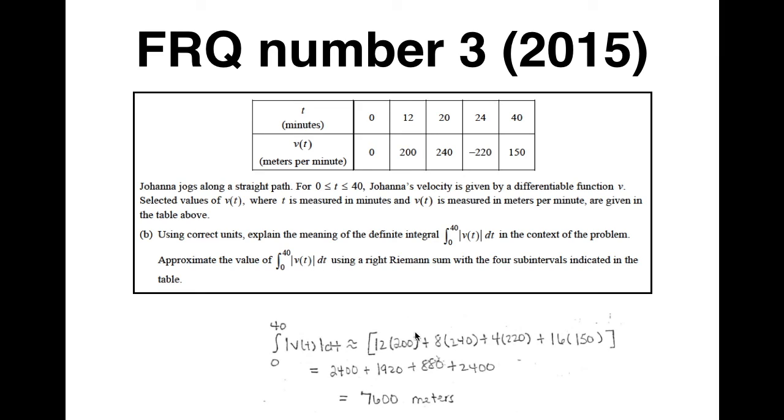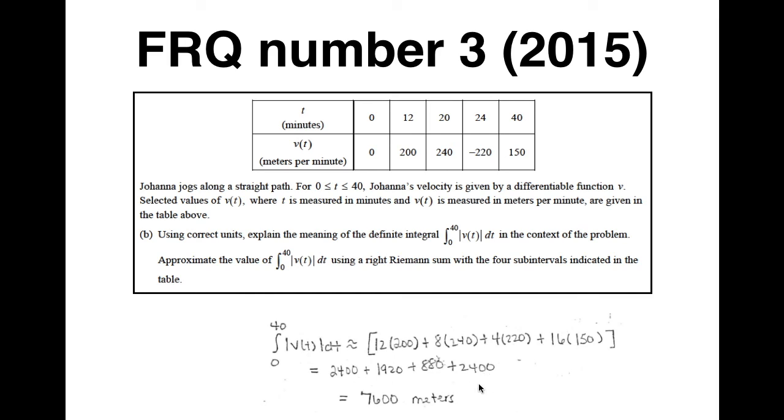So the first rectangle has a base of 12 and a height of 200. The second rectangle 8 times 240. The third rectangle 4 times 220. And the last rectangle 16 times 150. Notice this subtlety here. The value at t equals 24 is negative 220. So it looks like Joanna is jogging backward, coming back on her steps. But total distance, we take the positive value. It's the absolute value of the velocity, so you have to write positive 220.